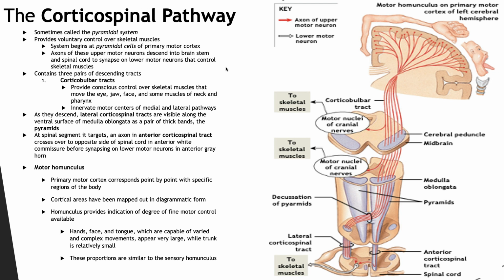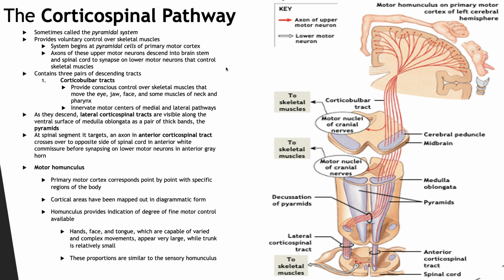A little bit more about the motor homunculus you see over here to the right. The activity of the pyramidal cells in a specific portion of the primary motor cortex results in the contraction of specific peripheral muscles. Which muscles are stimulated depends on the region of the motor cortex that's active. As in the primary sensory cortex, the primary motor cortex corresponds point by point with specific regions of the body. The cortical areas have been mapped out and diagrammed here on the right, creating a motor homunculus.